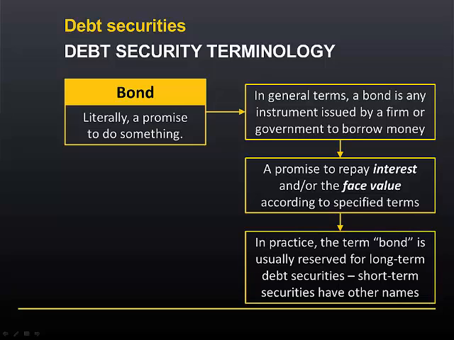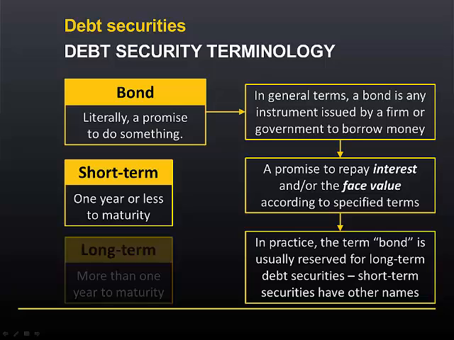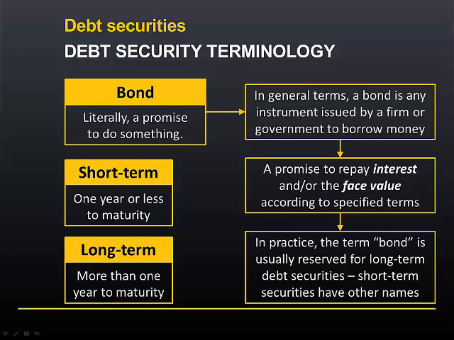In practice, however, the term bond is usually used in reference to long-term debt securities. Short-term debt securities usually have other specific names. So how long is long-term? We define short-term to mean a security with 1 year or less to maturity, and long-term to mean a security with more than 1 year to maturity.